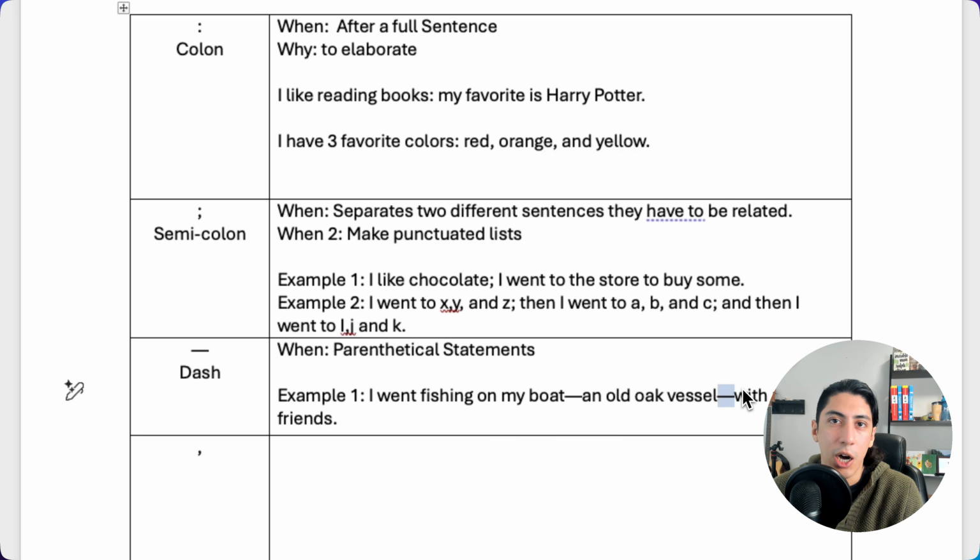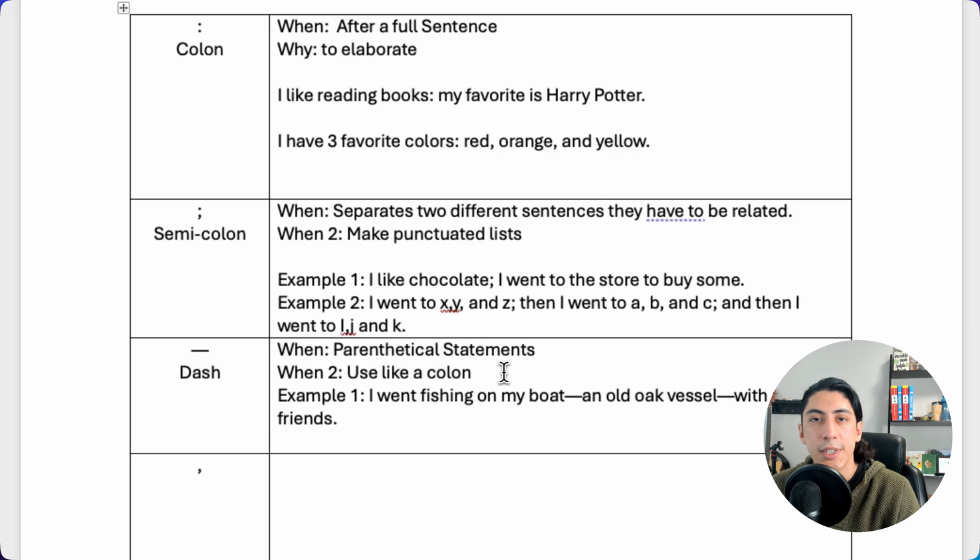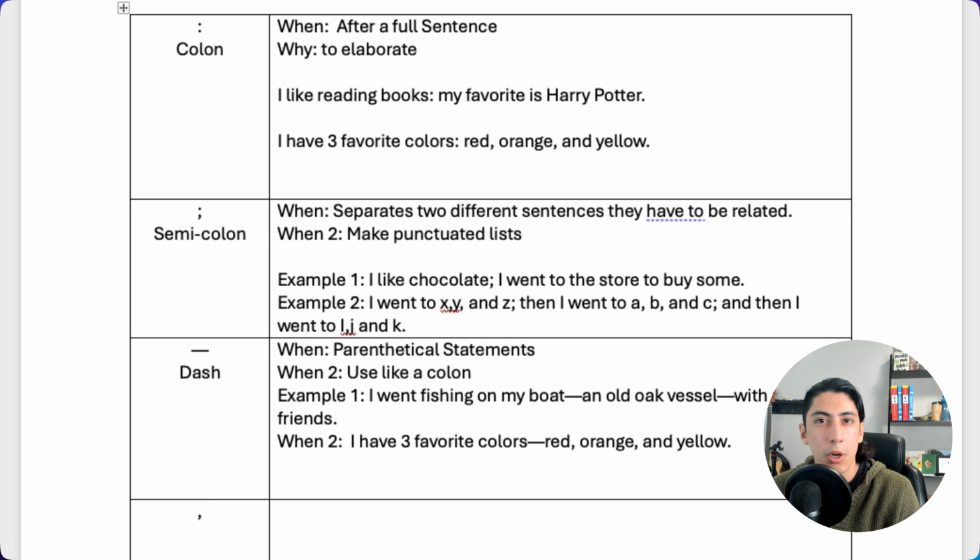I can't have 1 comma and 1 parentheses. Now, the second way you might use a dash is exactly like you would use a colon. So if you notice here, I'm pretty much doing the same exact sentence I did earlier, but I'm using a dash instead of a colon. And there's no difference in this case. We use the colon and the dash interchangeably if we're only using 1 dash.